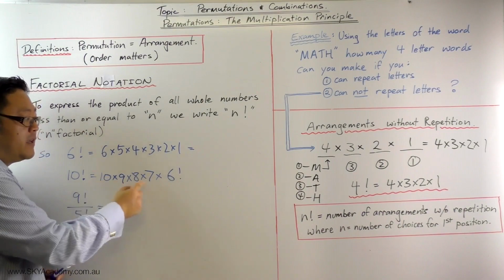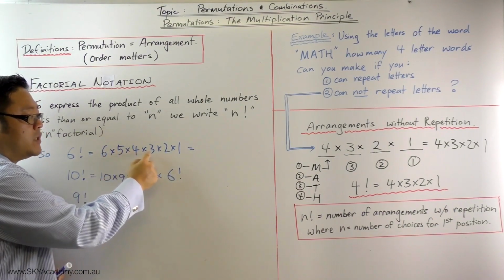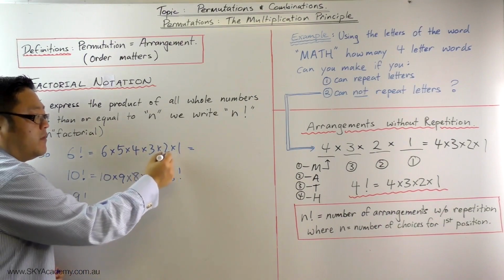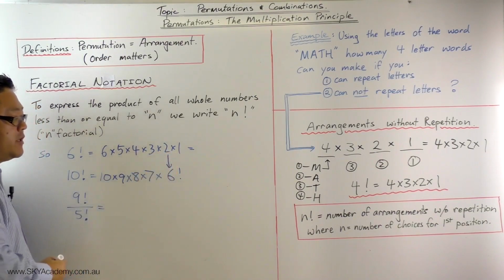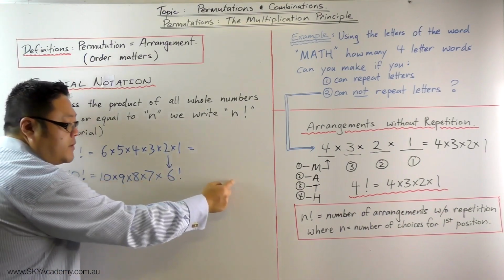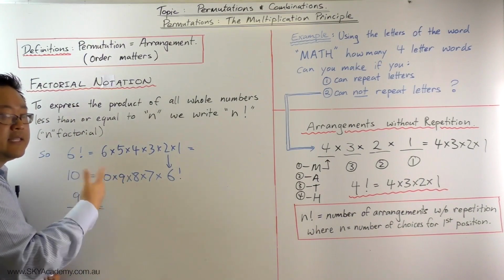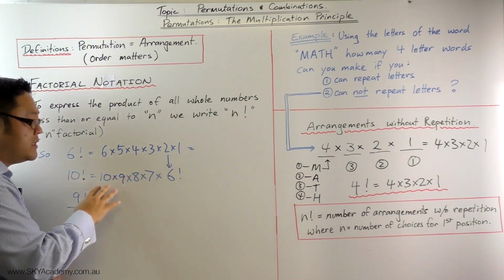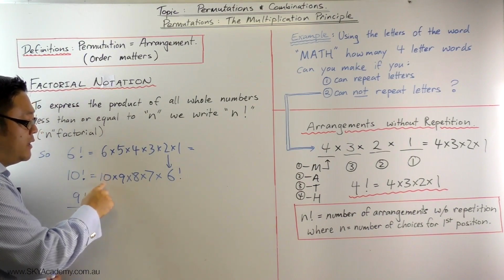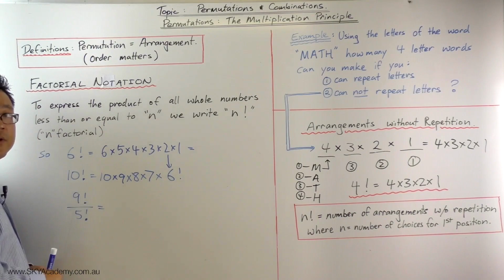We can actually write it like this. So 6 factorial, right, is 6 times 5 times 4 times 3 times 2 times 1, right? So we can actually write it as 10 times 9 times 8 times 7 times 6 times 5 times 4 times 3 times 2 times 1. Or what we can do, and sometimes this might be helpful to see, is that 10 factorial is equal to 10 times 9 times 8 times 7 times 6 factorial, okay?